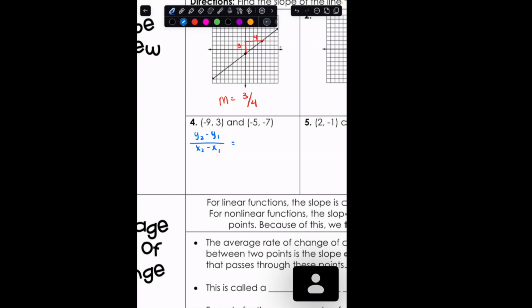So in this case, I would say my second y value is -7. So y2 minus the first y, minus 3, over x2 minus x1, right? So from there, I have -7 minus 3 is -10. And then -5 minus a negative means plus, right? So -5 plus 9 is 4. And then we could reduce that to -5 over 2.